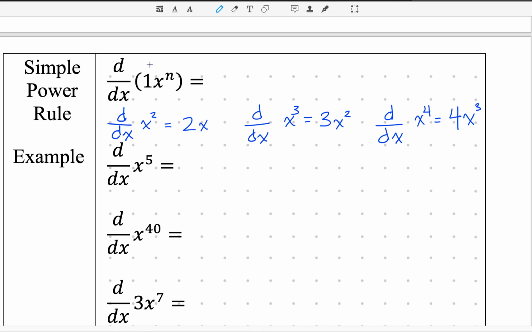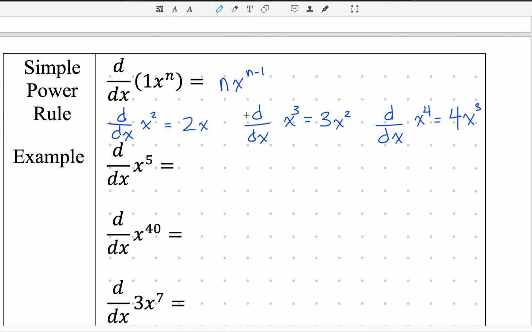And that's a rule. This is how you make it a little bit more formal. You say whatever that power is, you multiply that. So if I have 1x to the power of n, this is going to be nx to the power of, well, it used to be n, now it's n minus 1. And that is the simple power rule.